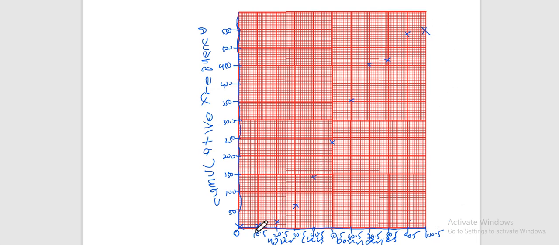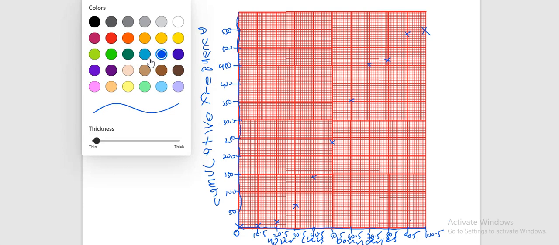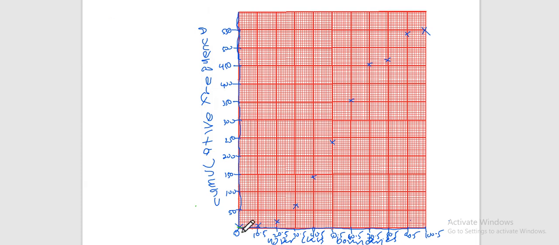Now we join all the points. No point must be left out. Let me use another color to join it. Let me use say green. Okay, good. So we start joining all the points. Use your French curve to join all the points. You should get a smooth curve.